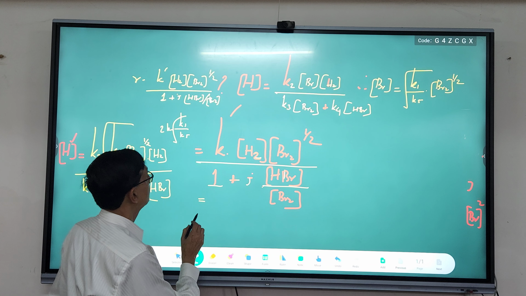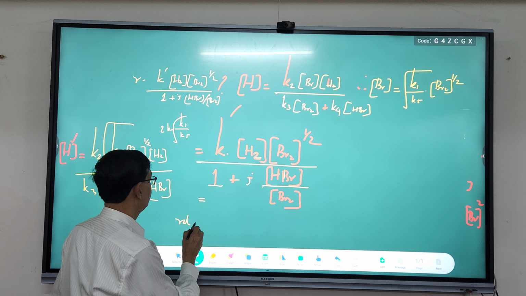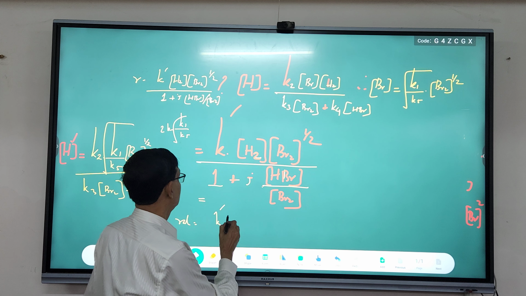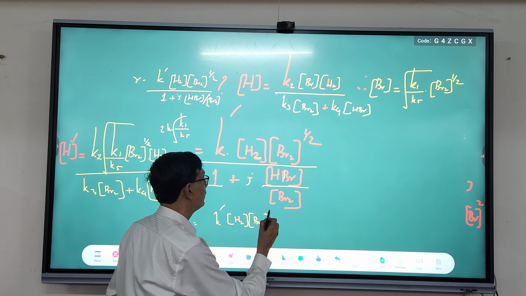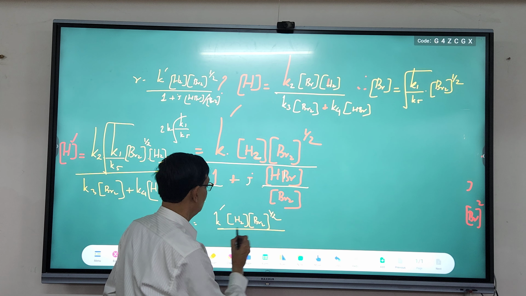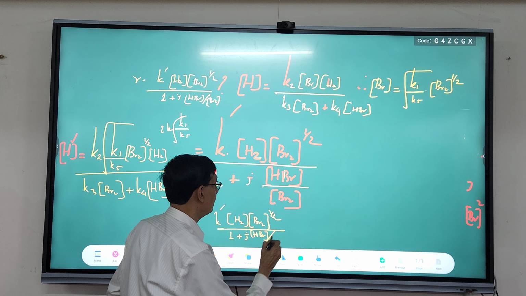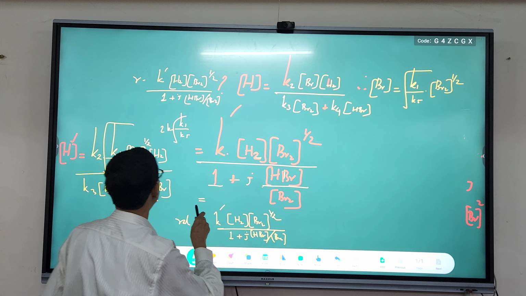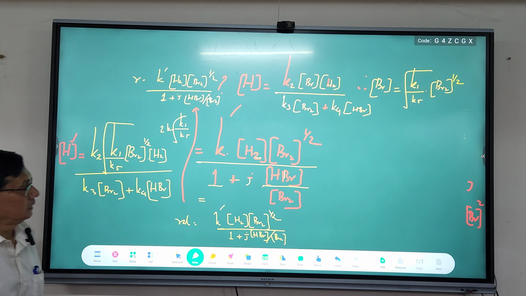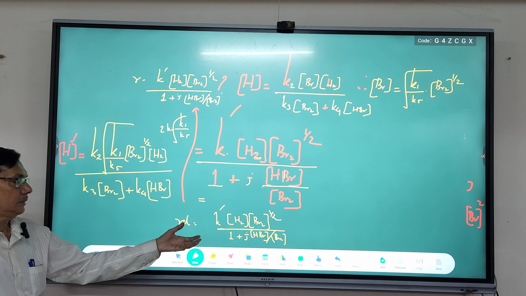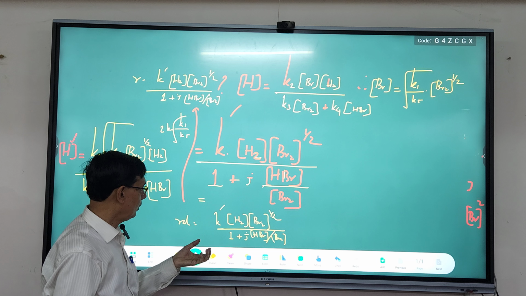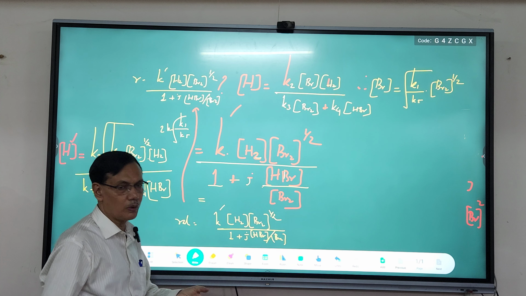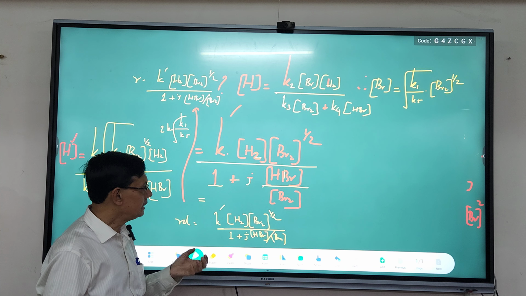So you see that rate is equal to k dash [H2][Br2] half divided by 1 plus small j [HBr] divided by [Br2], which is very similar to this one. So by this method we can figure out the final rate law of this most important hydrogen bromine chain reaction.